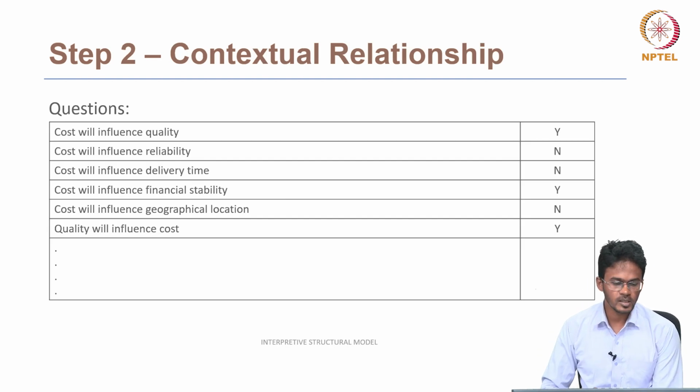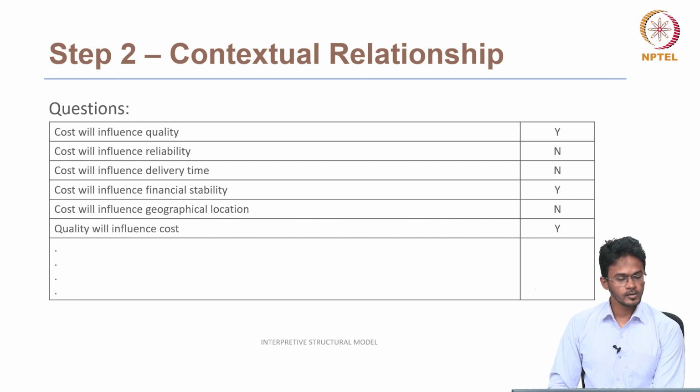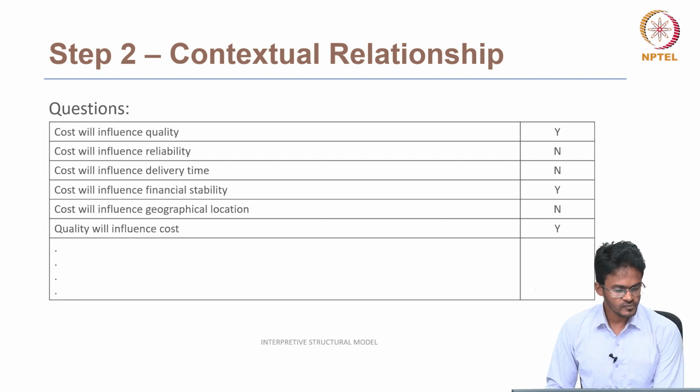Step 2 is developing a context relationship. To develop the context relationship, we have to write the questionnaire. The questionnaires will be like a pairwise comparison. So the questions will be like this. Cost will influence quality, cost will influence reliability, cost will influence delivery time, cost will influence financial stability, cost will influence geographic location, and then quality will influence cost and so on. As there are 6 factors, there will be 6 into 5, 30 questions like this to get the pairwise comparison.